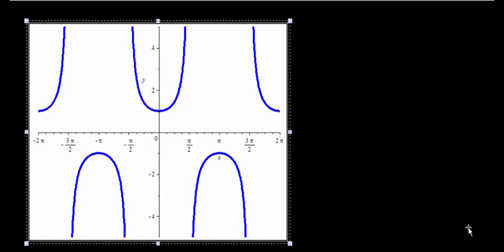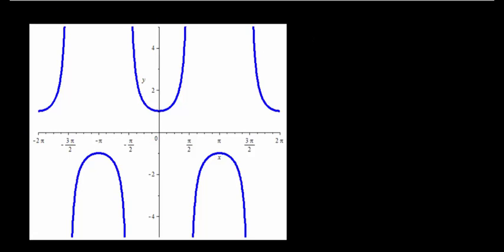Now we're going to work on the domain and the range of the secant. Okay, so this graph over here is the secant of theta. So secant theta is defined on the y-axis and theta is defined on the x-axis.